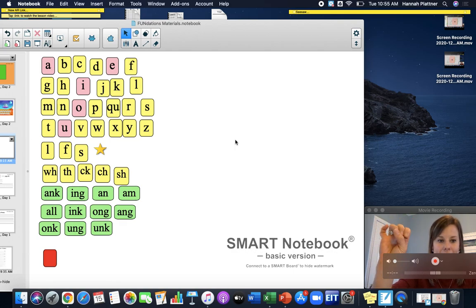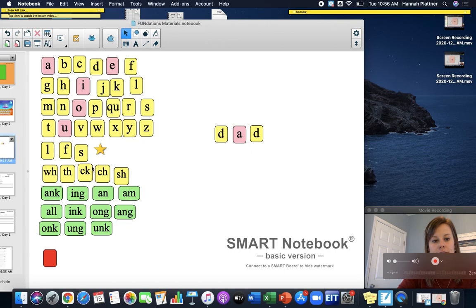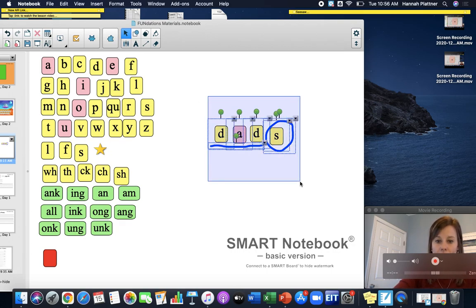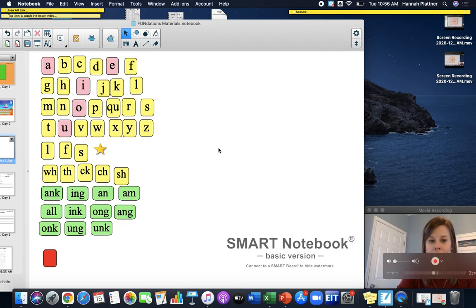D-a-d. Dad. I'm going to make that word d, a, d. And then add my suffix S. Dads. I'm going to go ahead and mark up my word, underline the base word, and circle the suffix. Perfect. All right, one more word. The last word is hills.